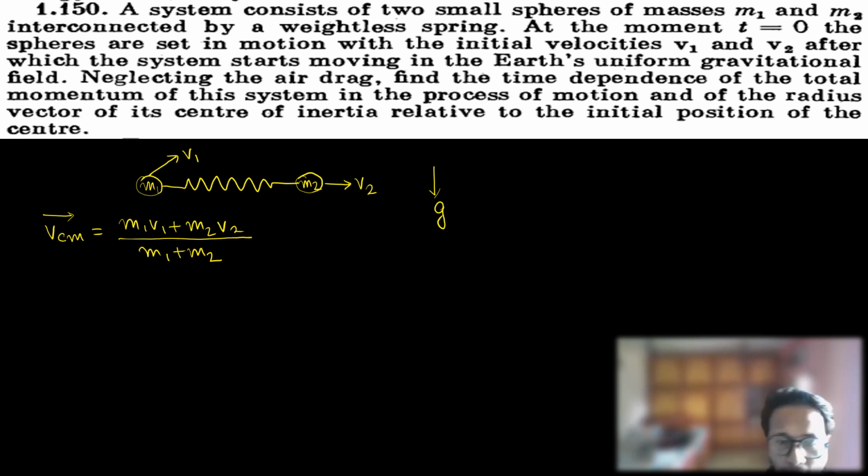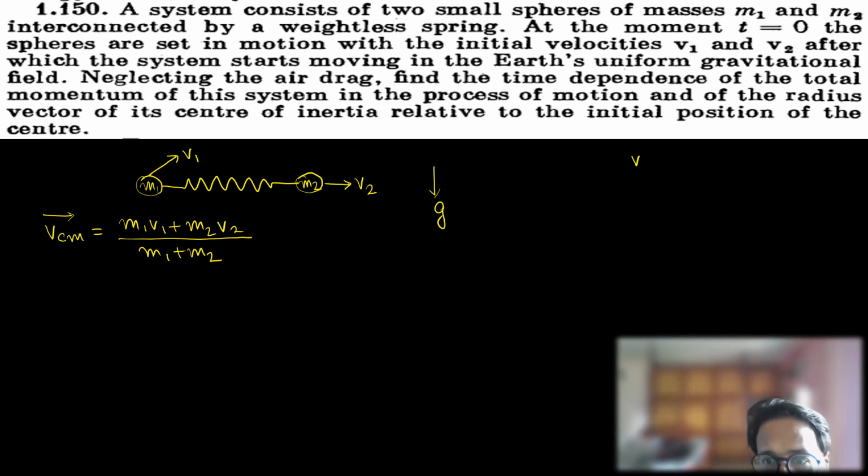So what will be the velocity after some time? This is the initial velocity, no? v2 and v1 are the initial velocities, so the velocity of the center of mass would be the initial velocity of the center of mass. Suppose I need to find the final velocity. Which formula do I use? v is equal to u plus at. And why can I use this? Because acceleration is constant. v is equal to u plus at.